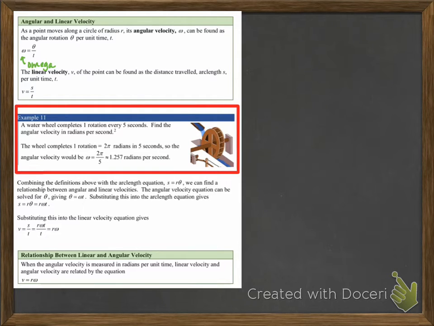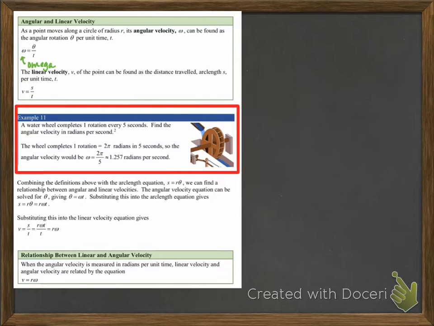The linear velocity of the point can be found as the distance traveled, so the arc length, per unit time. It's important to remember that the angular velocity will always be something per unit of time. For example, it completes something radians per minute. So it'll always be based off of that angle, whereas linear velocity is distance. If I say I travel 50 miles per hour, that is a linear velocity.